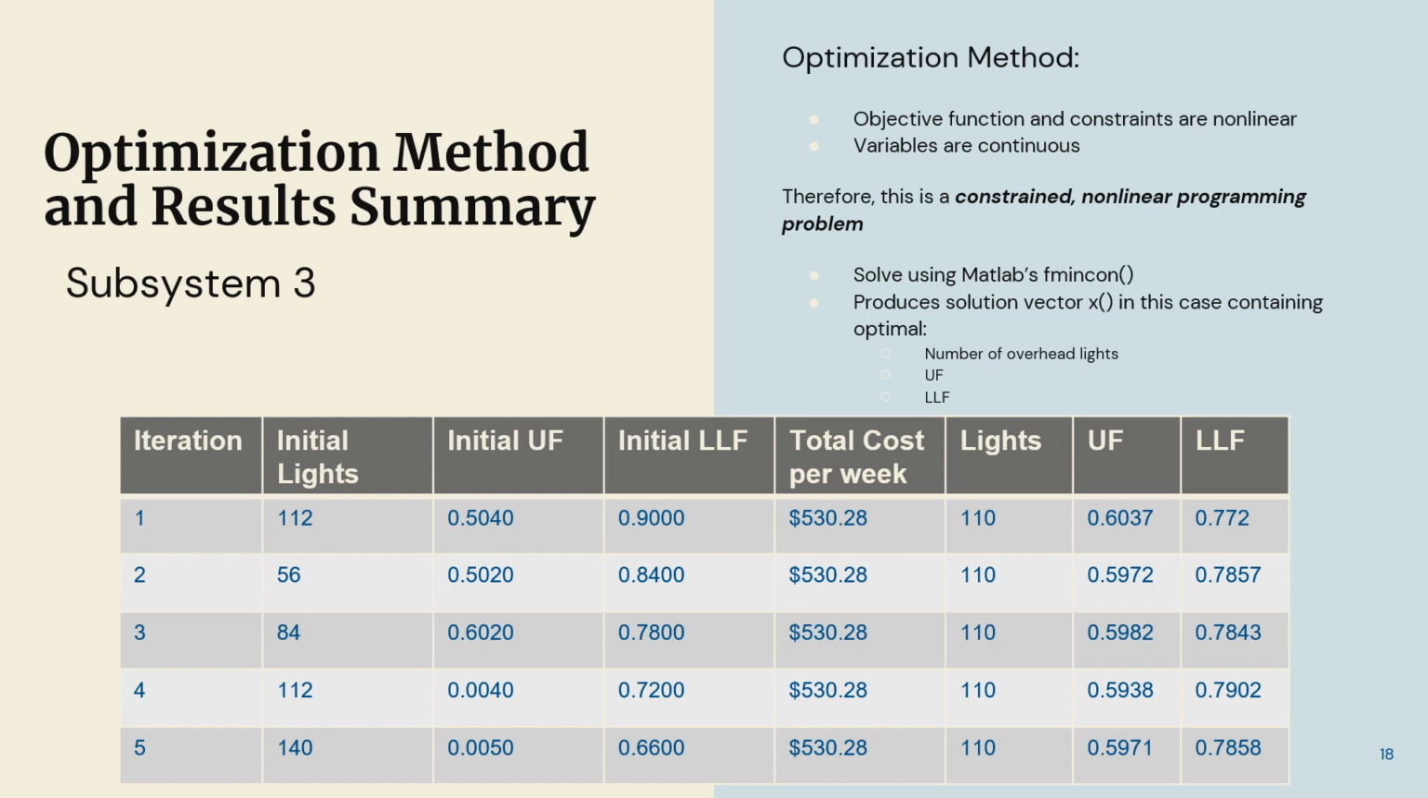We utilized the fmincon function in MATLAB and were able to optimize the amount of overhead lights needed and what the utilization factor and light loss factor ratio should be. The following table shows the results from optimizing over different initial values. In this, the total cost converges to $530 with 110 lights. The utilization factor and light loss factor vary slightly with changes to initial values. This can be the case as there could be multiple local minima or due to the bounds for these two variables being small.